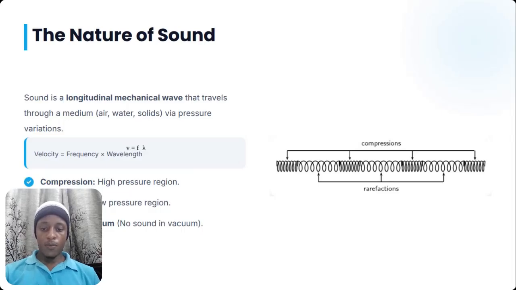Remember this formula. The velocity is equal to frequency times wavelength. F times W, that's the velocity. That's the backbone of everything we'll discuss. Crucially, sound needs a medium, which is why in space no one can hear you scream.